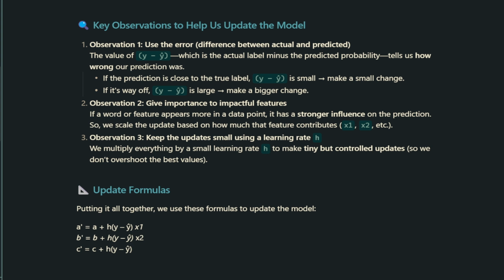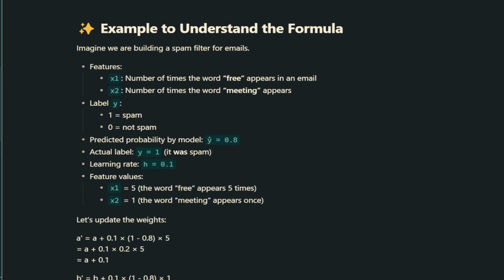Putting it all together, we now have the formulas to update the model. A dash is equal to A plus h times (y minus y hat) times x1, B dash is equal to B plus h times (y minus y hat) times x2, C dash is equal to C plus h times (y minus y hat). So in simple words, take the current weights, add a correction based on how wrong the prediction was, how strong the feature is, and the small learning rate. This is exactly how the model learns step by step, gradually adjusting until predictions are as close as possible to the actual labels.